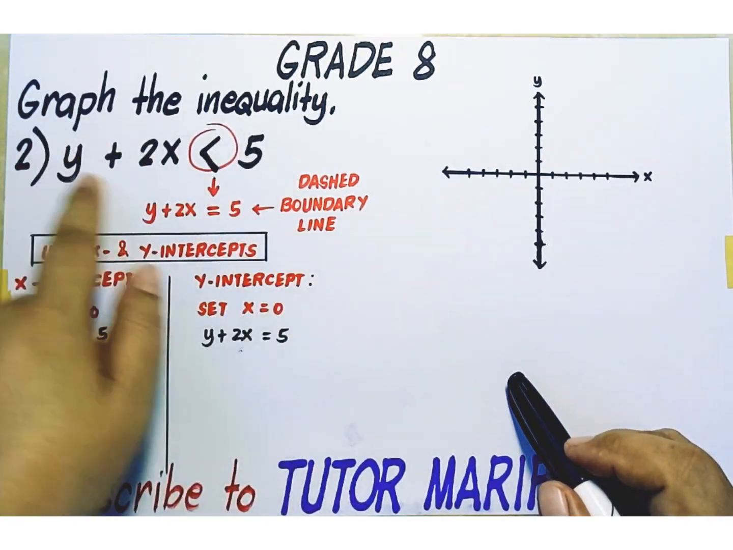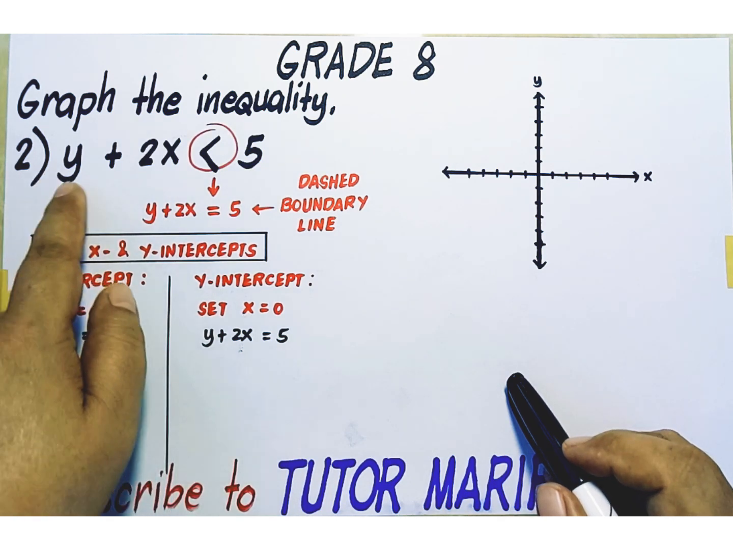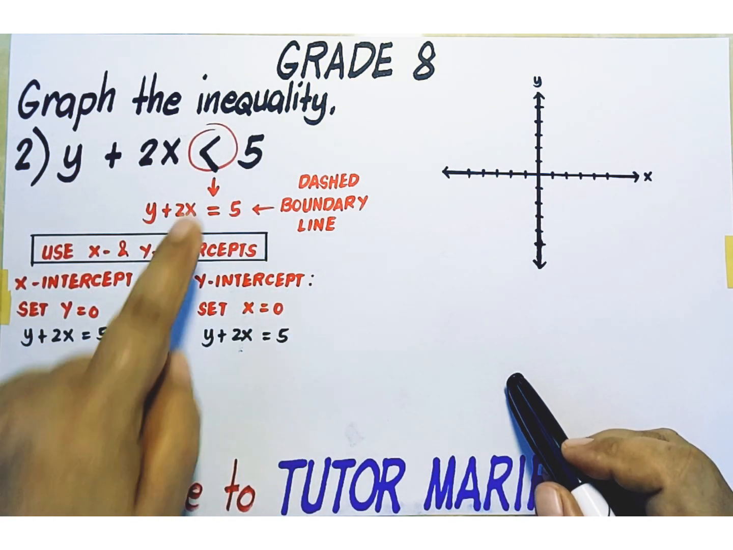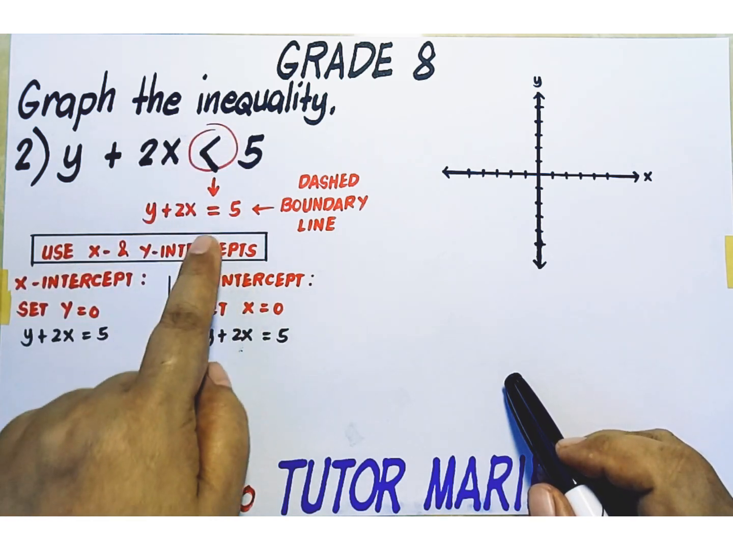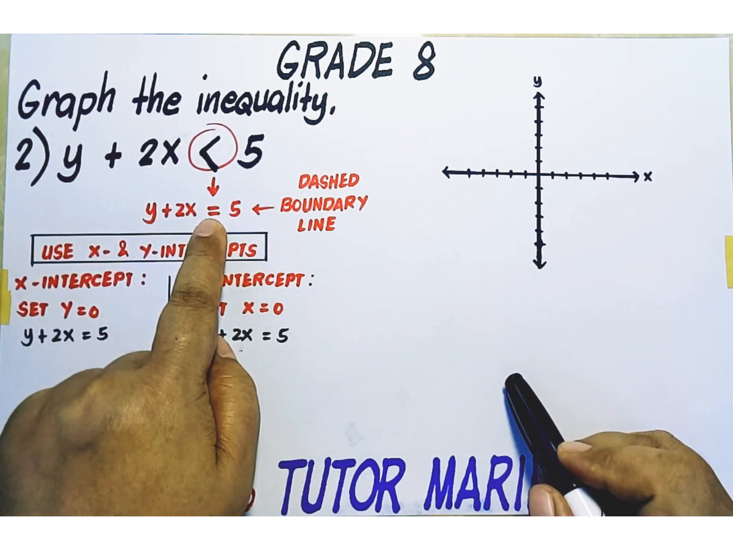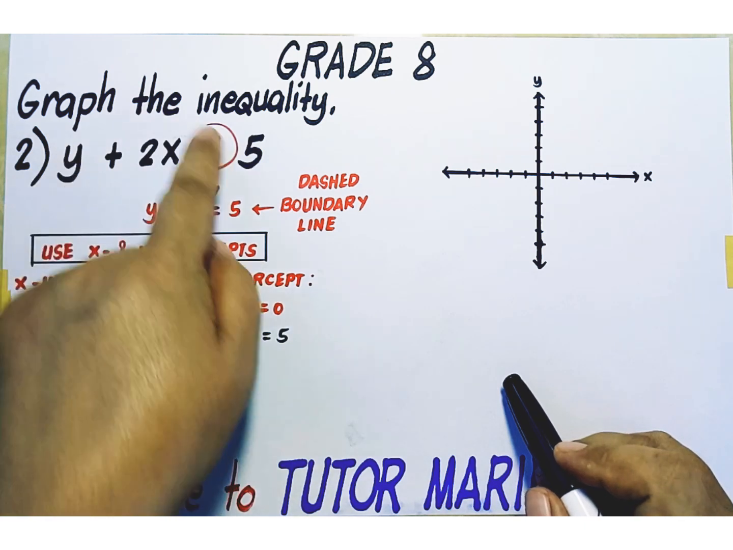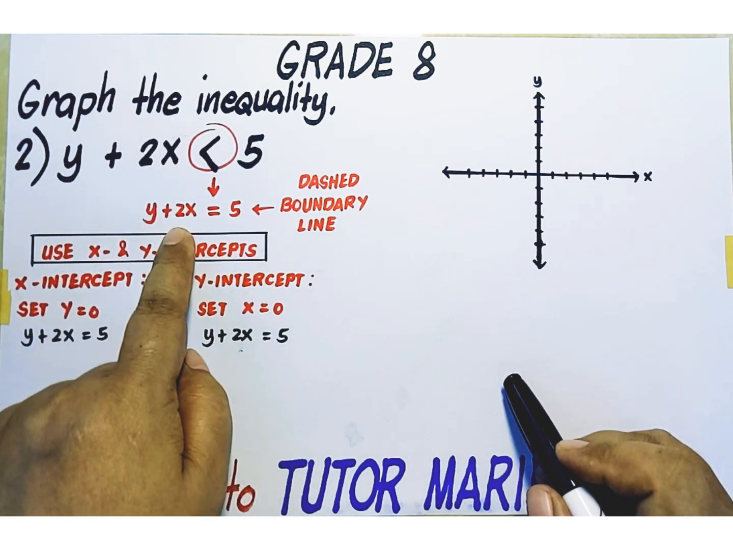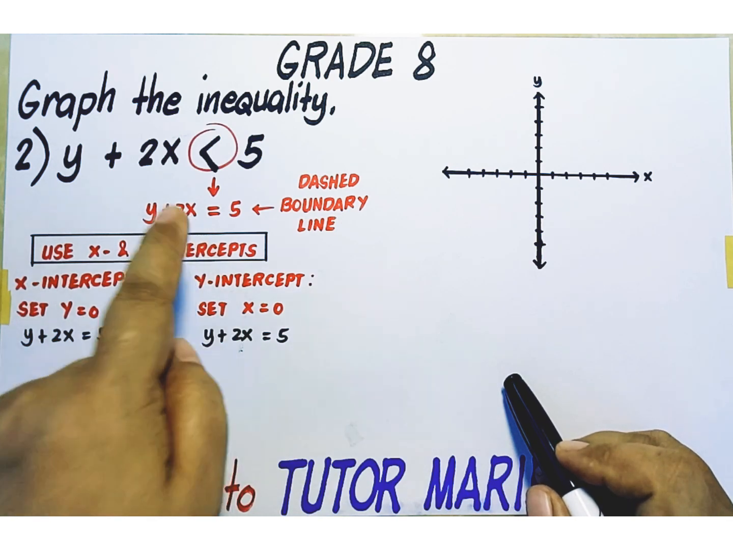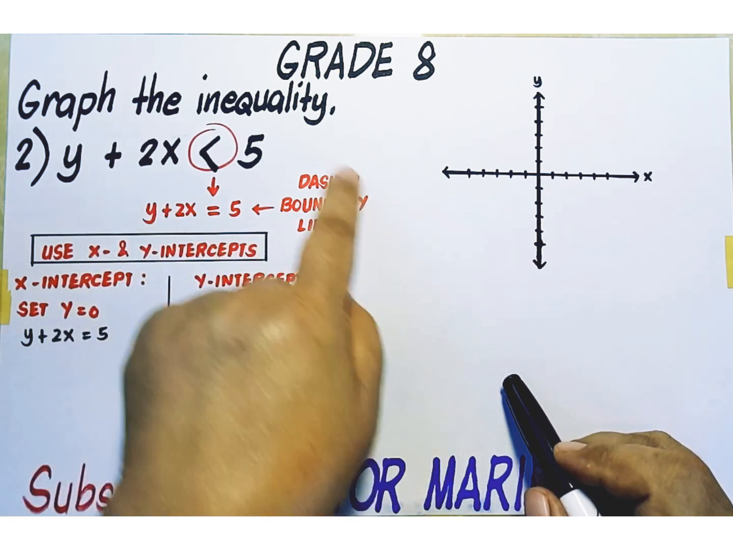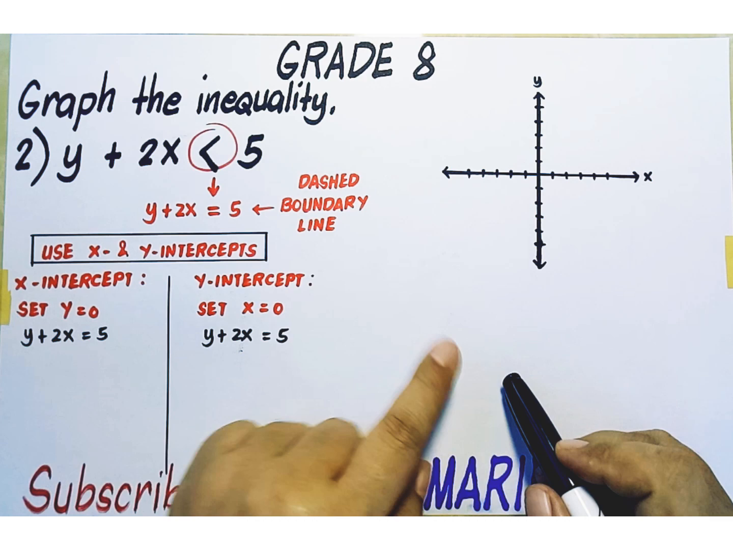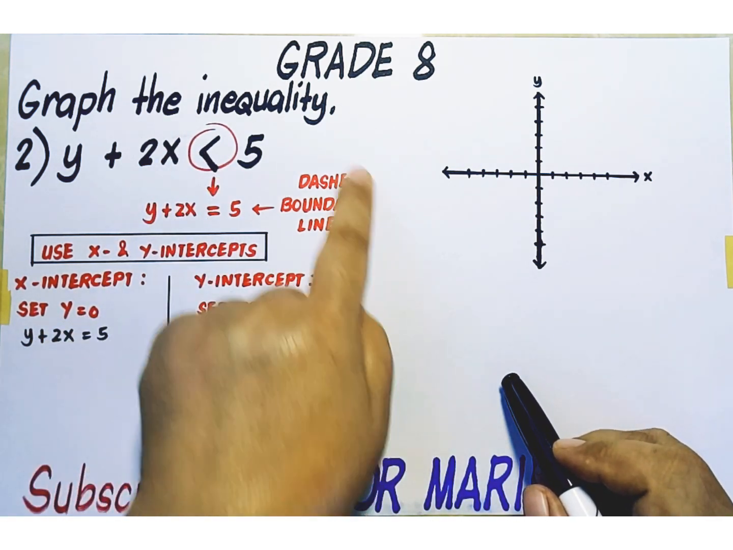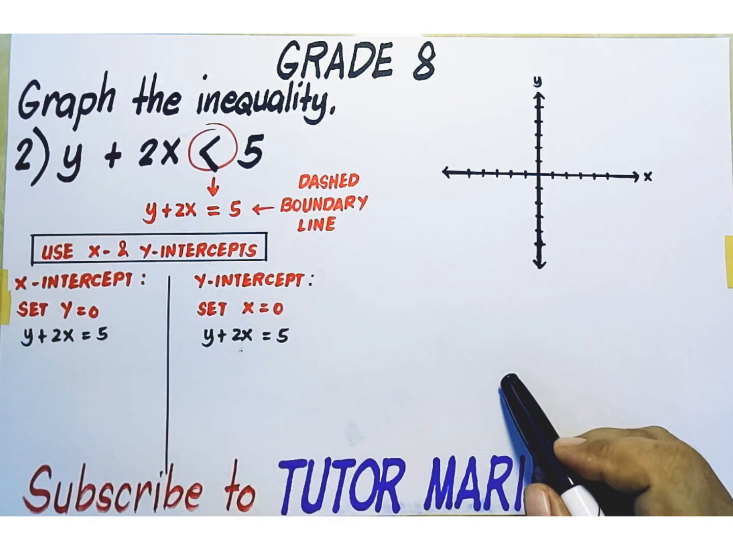Let's graph the second given linear inequality. We have y plus 2x is less than 5. Step 1, change the inequality symbol into an equal sign. From y plus 2x is less than 5, we now have y plus 2x is equal to 5 as our related equation. This is also the equation of the dashed boundary line. There is no equal component to the given symbol, so we are using a dashed boundary line.